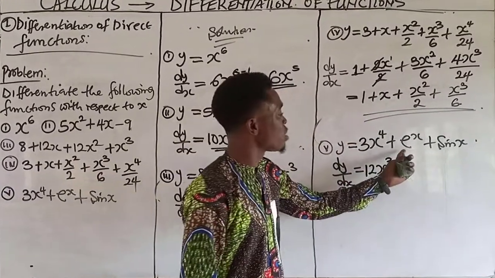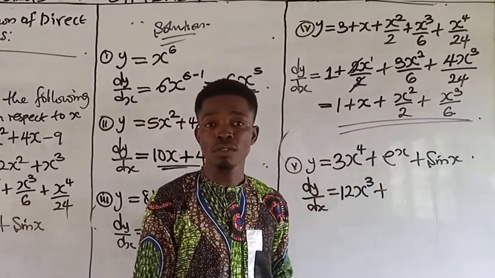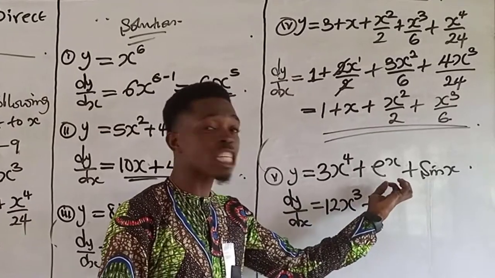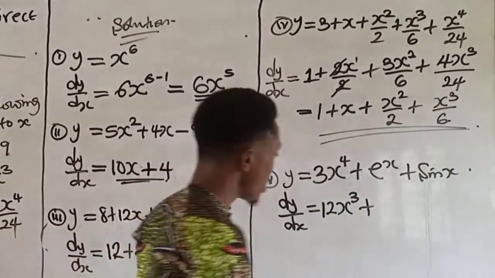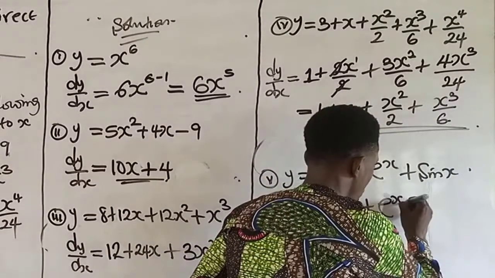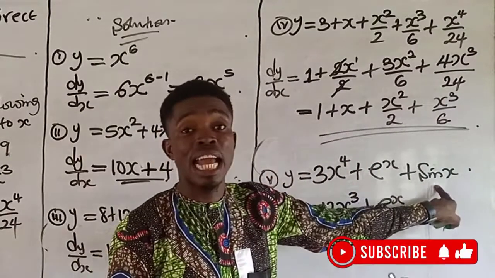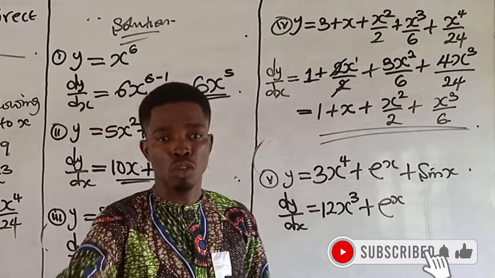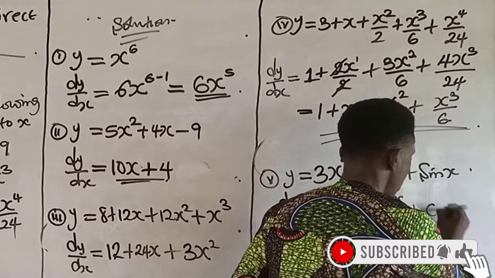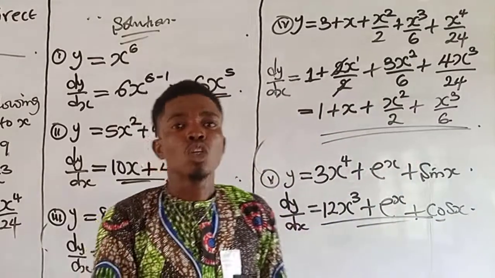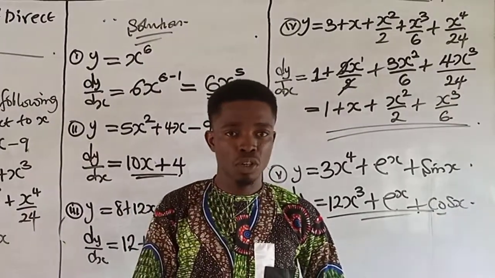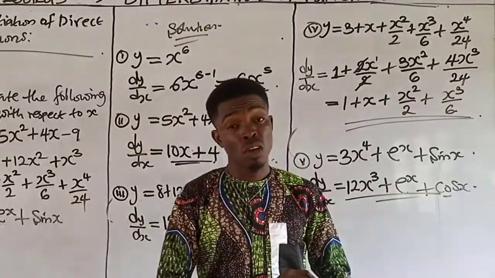Plus, understand that the next term of the function is what? An exponential function. And when you differentiate exponential x, you equally have exponential x. And when you differentiate sine x, which happens to be a trig function, you have cosine x. So guys, this is the answer to these questions or problems that we have on the board.